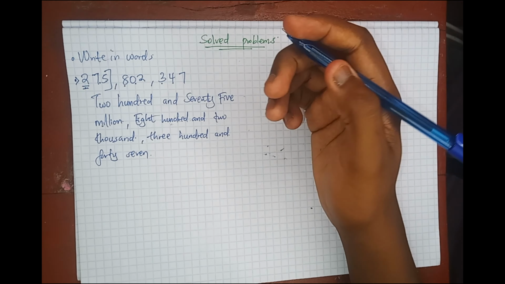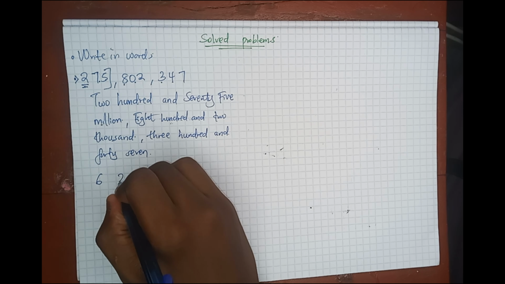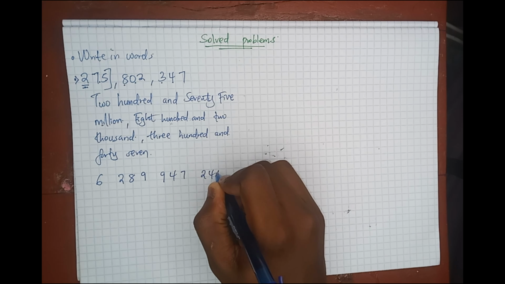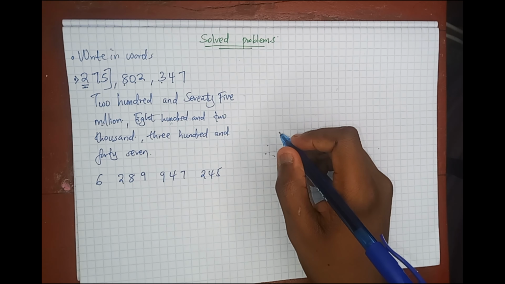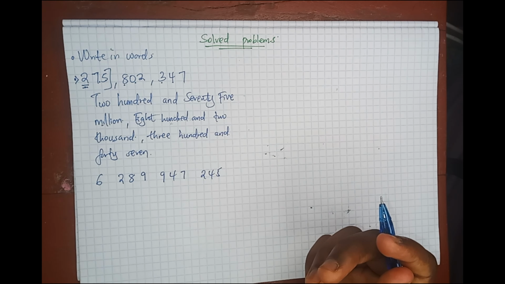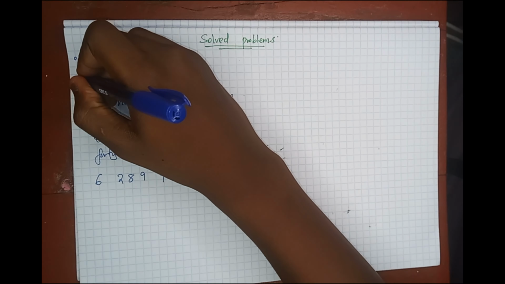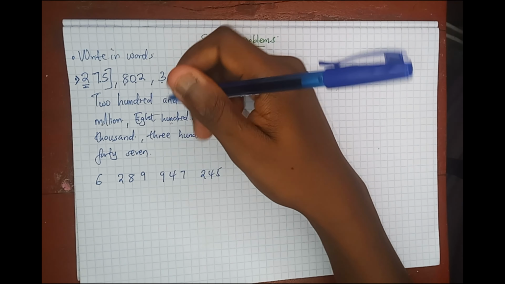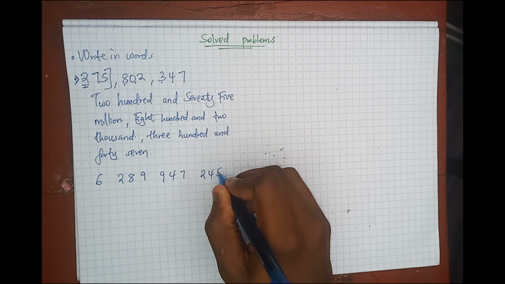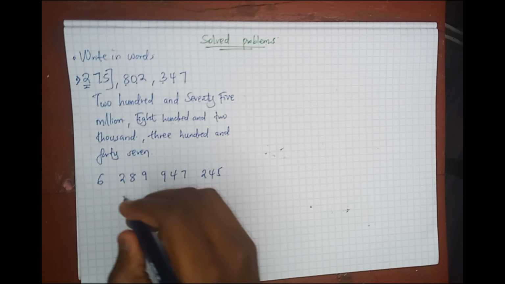So we can do one more example, which is writing this number in words. 6,289,947,245. The previous video I had promised to shed more light on other terms in the concept of place value. So this is an opportunity to shed more light. So I'm gonna do it again since it's very rare stuff ikuja KCSE, but it's protocol.